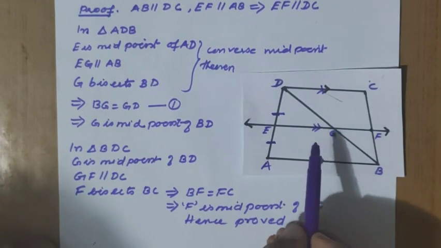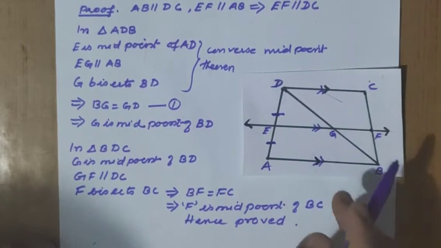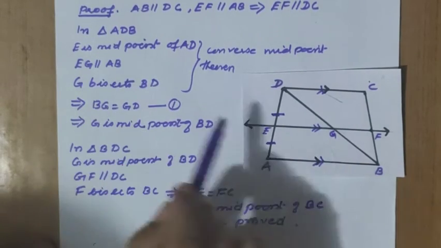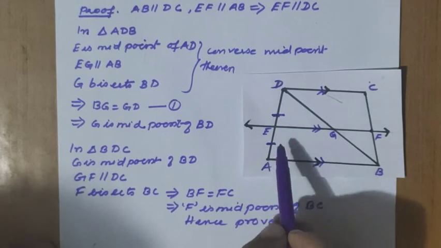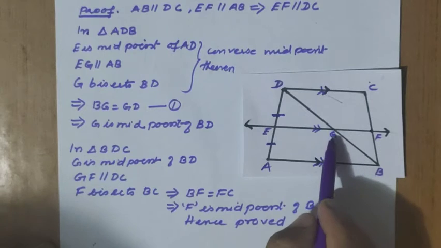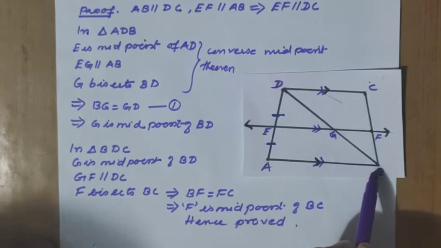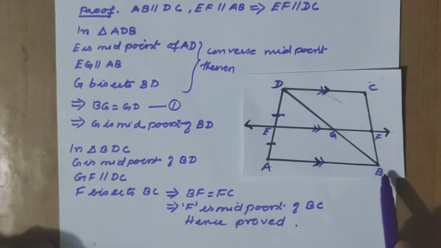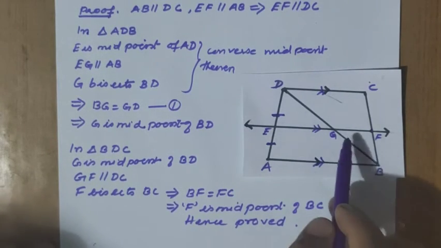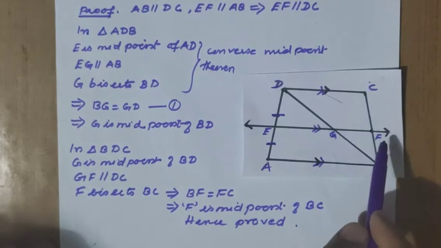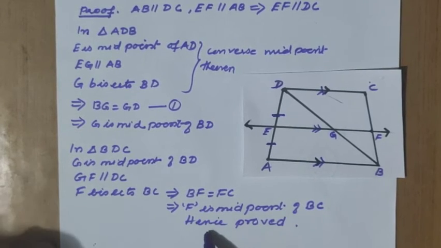Now what is the next step? That means EG is parallel to this base AB and GF is parallel to DC also we got, because it's a part of EF. Now in triangle ADB, by converse midpoint theorem, what we can write? E is the midpoint of AD, EG parallel to AB, that means G bisects BD, right? That means G is the midpoint of BD. Now the next triangle we have to go for, that is BDC. G is the midpoint of the first side BD, GF parallel to the second side DC, then F bisects the third side BC. That means F is the midpoint of BC, hence proved.